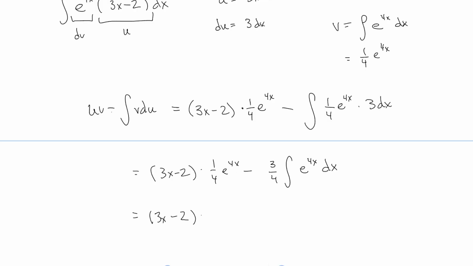3x minus 2, 1/4 e to the 4x minus 3/4 times 1/4 e to the 4x. Right? This 3/4 stays like it is. This integral e to the 4x becomes 1/4 e to the 4x. All right. That's what I think. Any questions about that one?